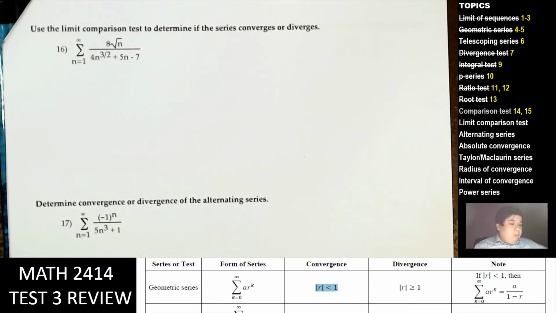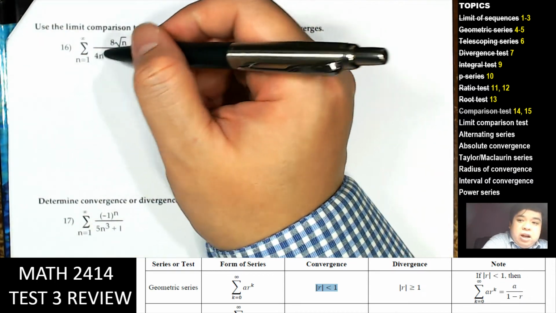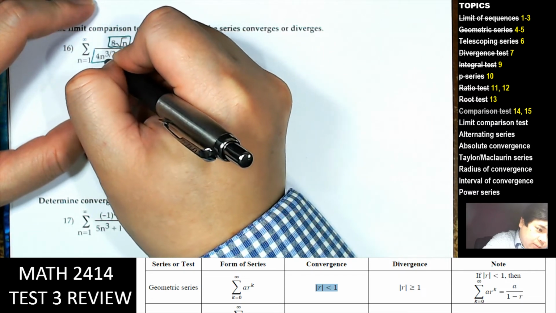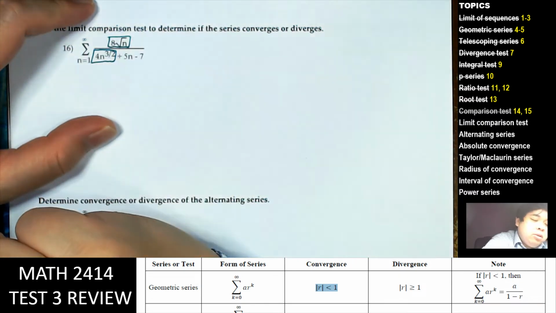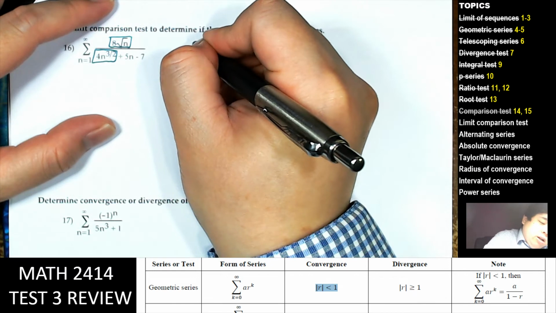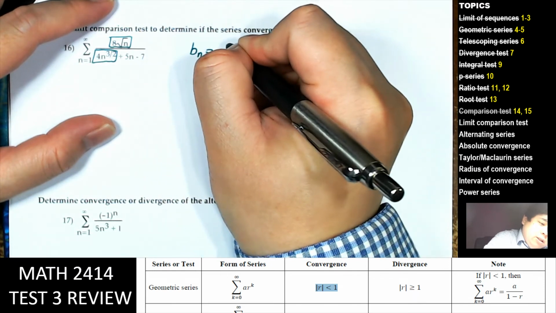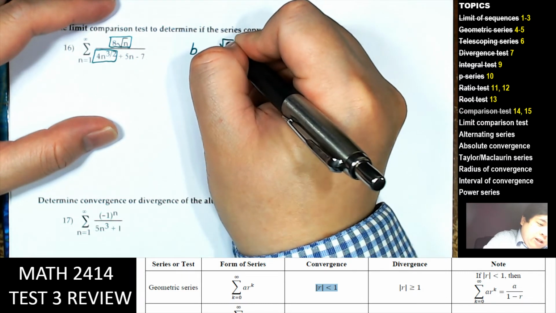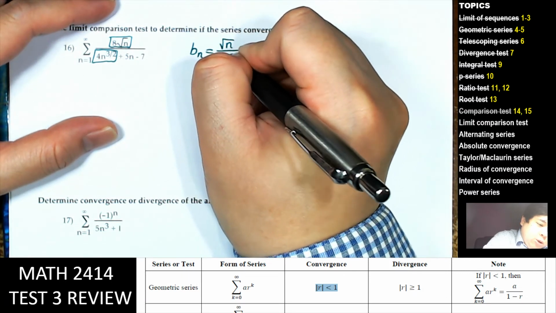Right, limit comparison test. On the limit comparison test, we should find a function to compare with in the limit. So usually when doing the limit comparison test, all I do is take the highest power on the top and the highest power on the bottom. So I'm going to take this term and that term. So let's compare with the series of, again, ignoring the a and the 4, we just take the square root of n and n to the 3/2.